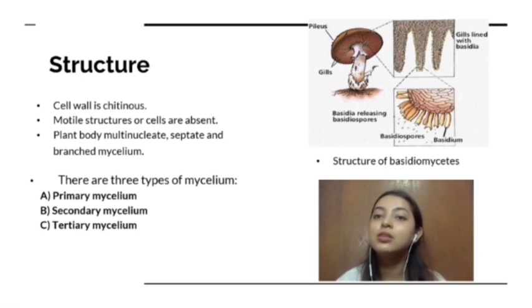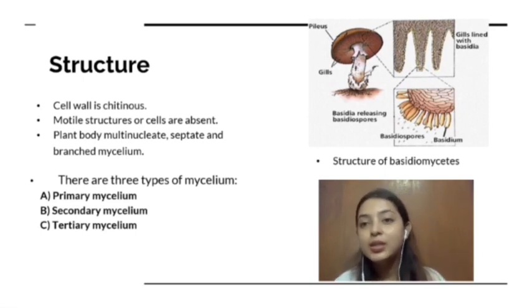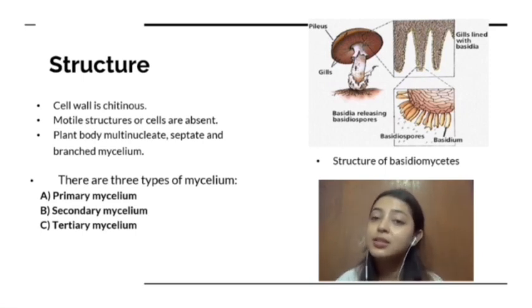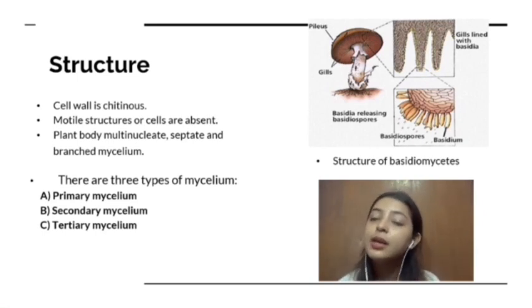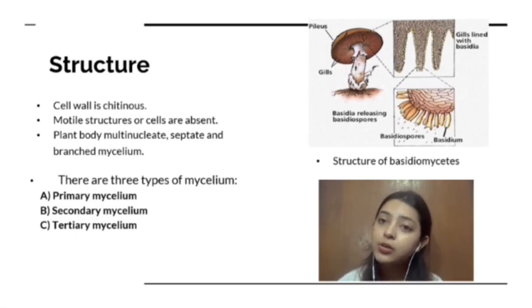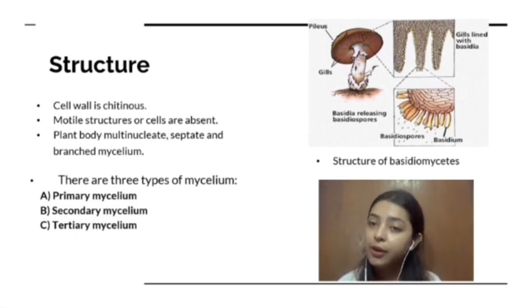Number 3, tertiary mycelium. The secondary mycelium grows extensively under the soil and becomes organized into special tissues to form the fruiting body or the basidiocarp. The fruiting body appears like an umbrella above the ground and is made up of dikaryotic hyphae, and these hyphae are known as the tertiary mycelium. Moving on to the next slide.